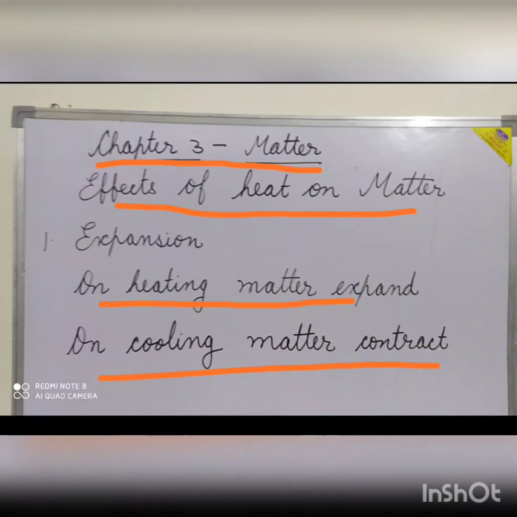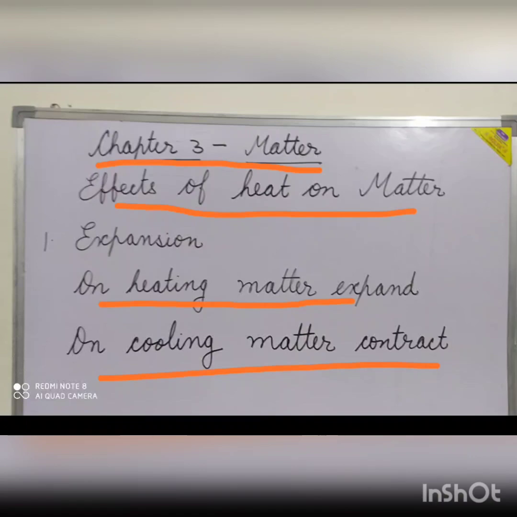On heating, the particles of the substance gain energy and start vibrating rapidly about their positions. They are pushed away from each other, due to which the intermolecular space between them increases. As a result, the size of the substance also increases. The increase of size of matter is called expansion. And when the expansion takes place because of heat, then it is called the thermal expansion.